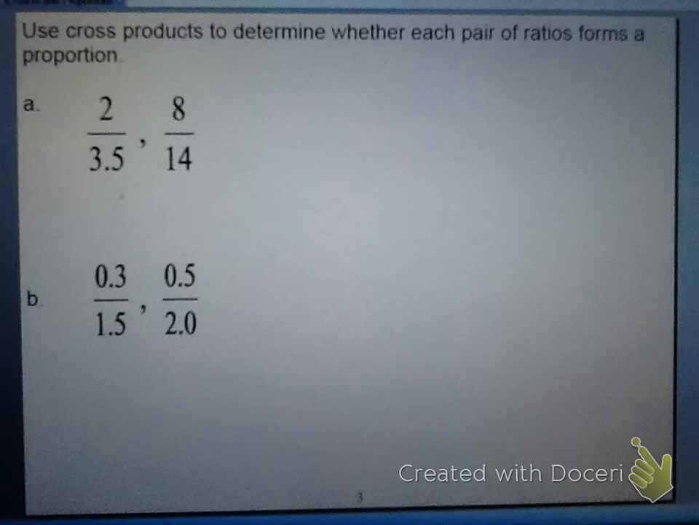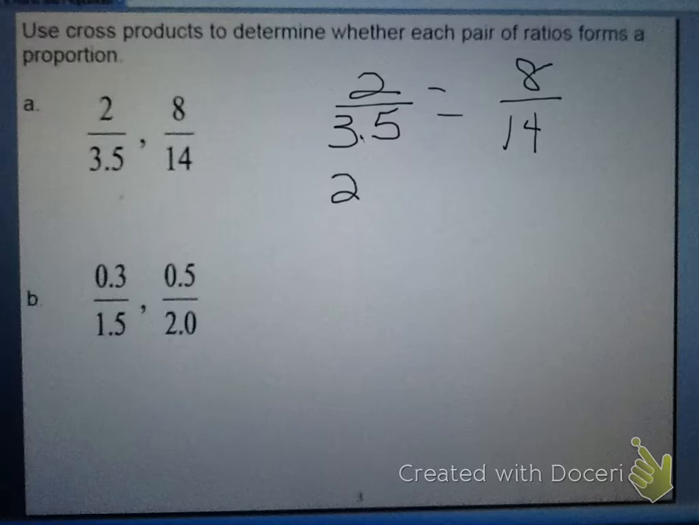Use cross products to determine whether each pair of ratios forms a proportion. So we are going to do the cross product. 2 over 3.5 is equal to 8 over 14. Now, if you have a calculator, it certainly is easier, but if you don't have a calculator, then you'll have to go to the side and multiply. 2 times 14 is 28, and 3.5 times 8 is also 28. So it checks, it is a proportion.